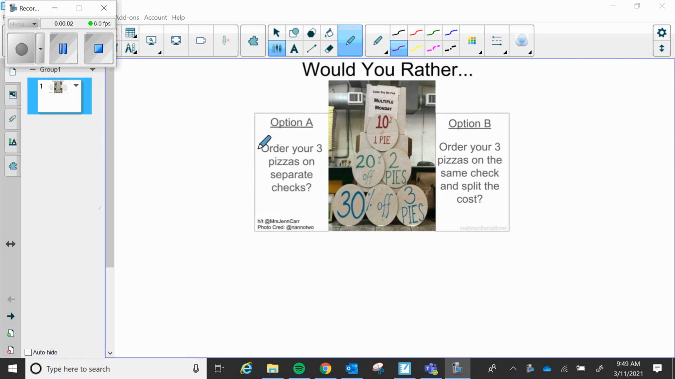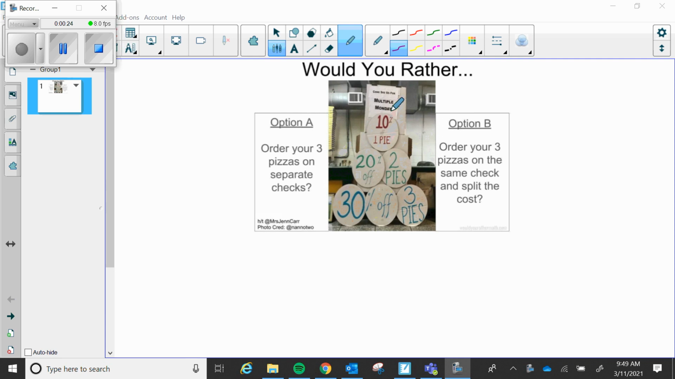Hey everyone, so today's digital assignment is called a Would You Rather. This is not your specific assignment. This is just a quick example to show you how I want your digital assignment to look. If you notice, we've got a little picture in the middle that helps us with our Would You Rather, and then we have an option A and an option B.